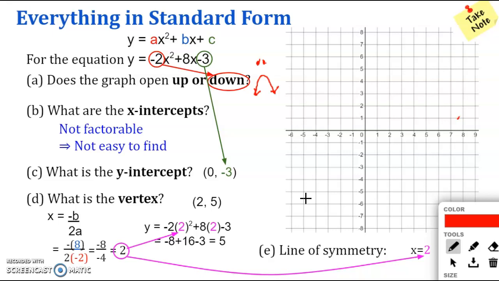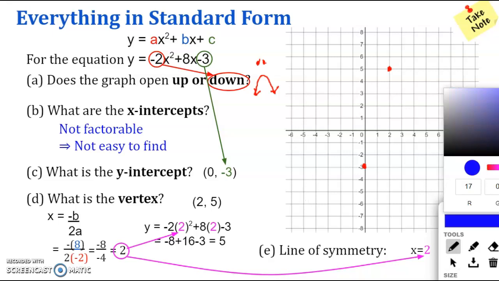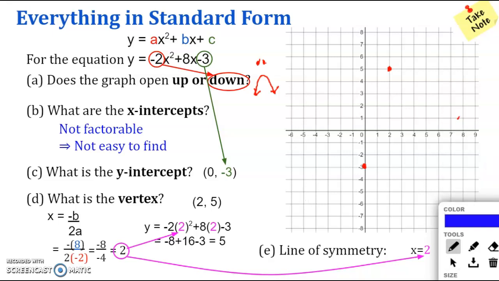What are the x-intercepts? We do not know. Okay, what are the y-intercepts? 0, -3. So I can put my 0, -3 here. What is the vertex? We figured out 2, 5. Okay, it's right there. The minimum number of points that you need to be able to figure out the shape of a parabola is 3. And you might say, oh, we only have 2. Well, we know that one of the points is a vertex. That's the key thing. So we know that this is the vertex, and that's 2, 5.